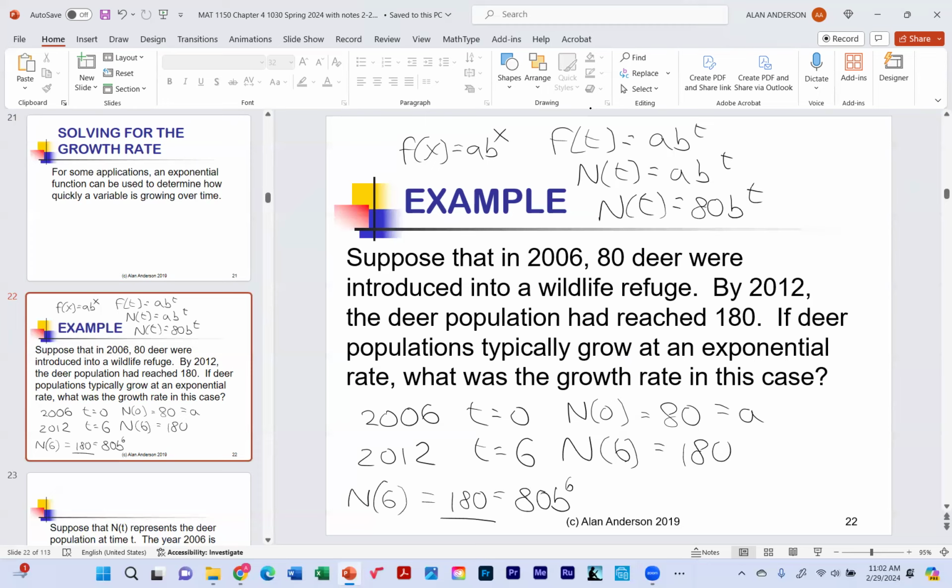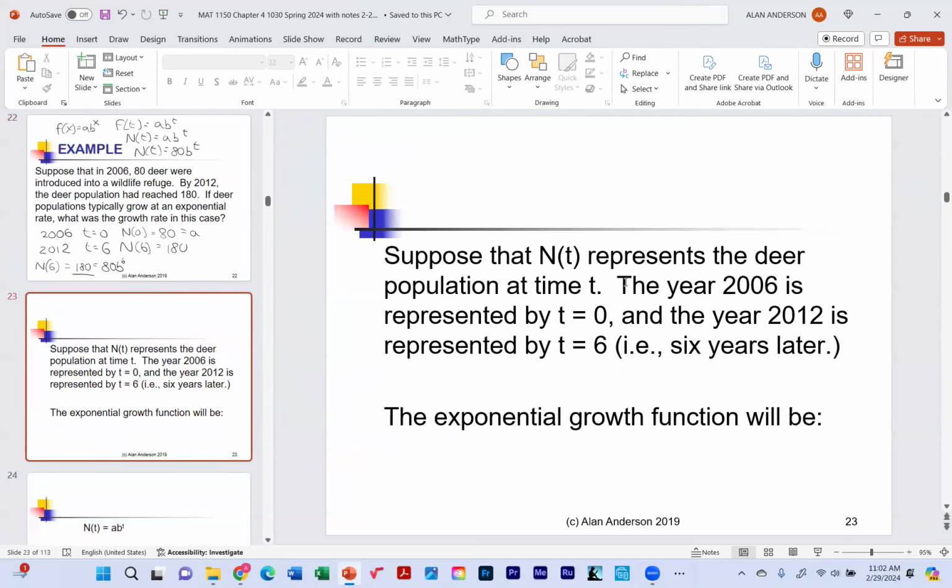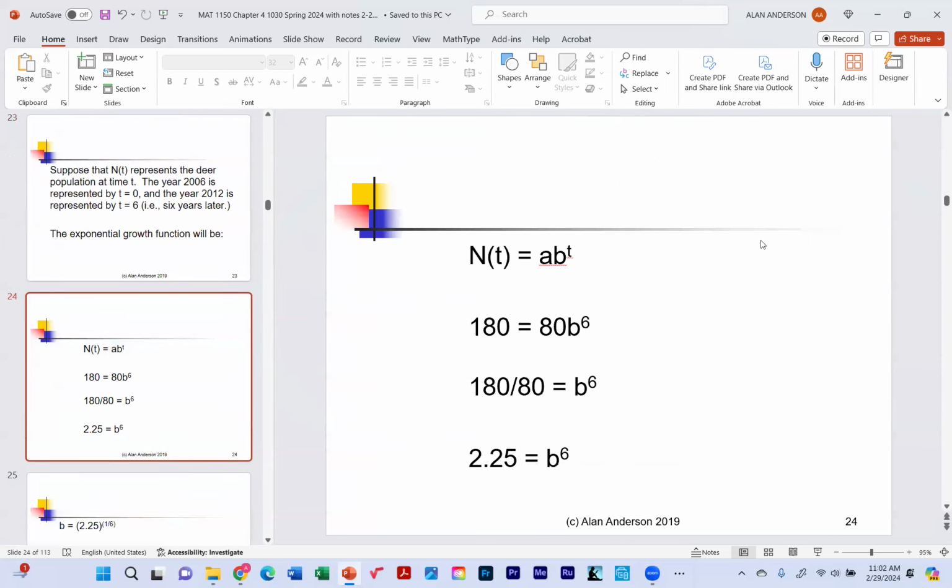Now I can solve for b. Look how easy, well, it's not easy, but I can solve for it because I have an expression just in terms of b. So how would that work out? All right, here we go. 180 equals 80 b to the 6th. I divide 80 out of both sides. 2.25 equals b to the 6th.